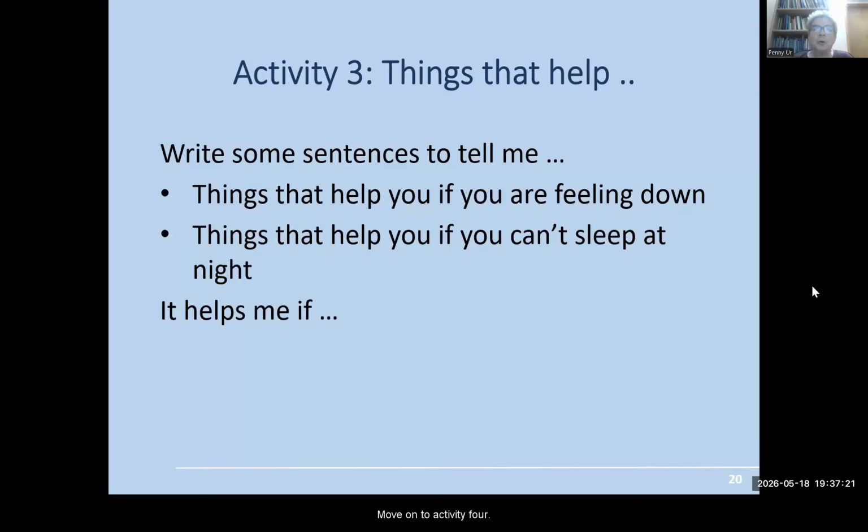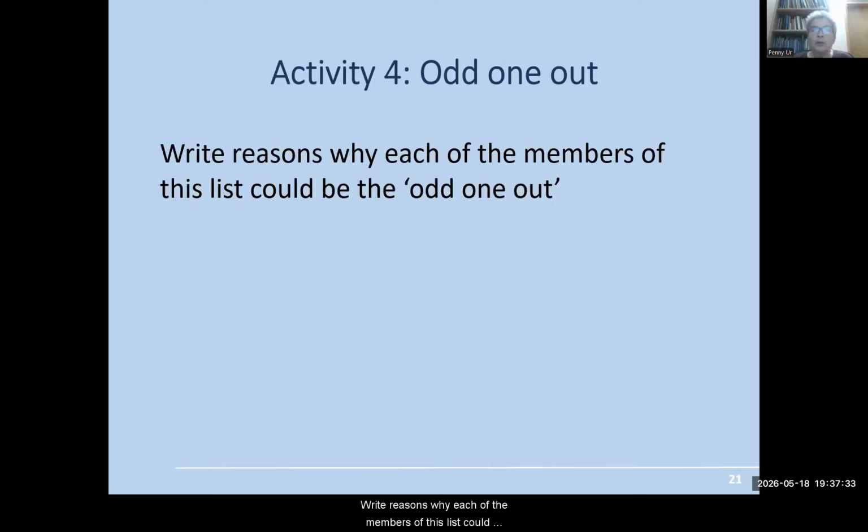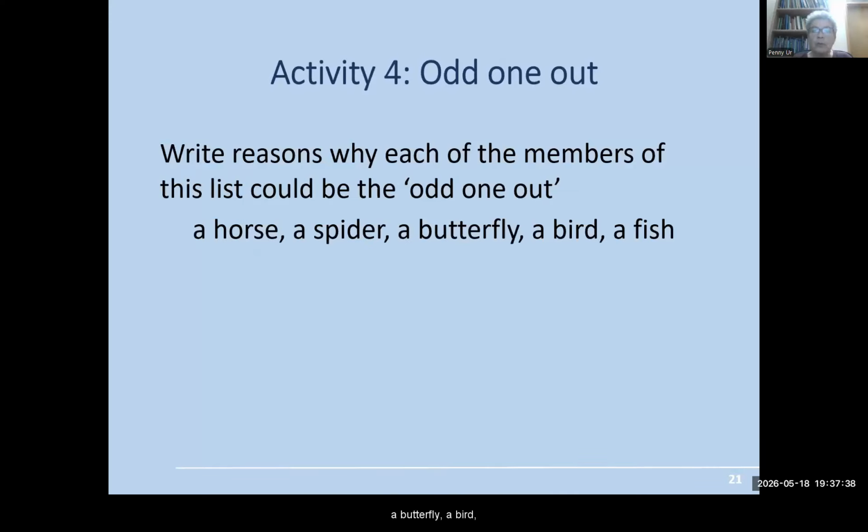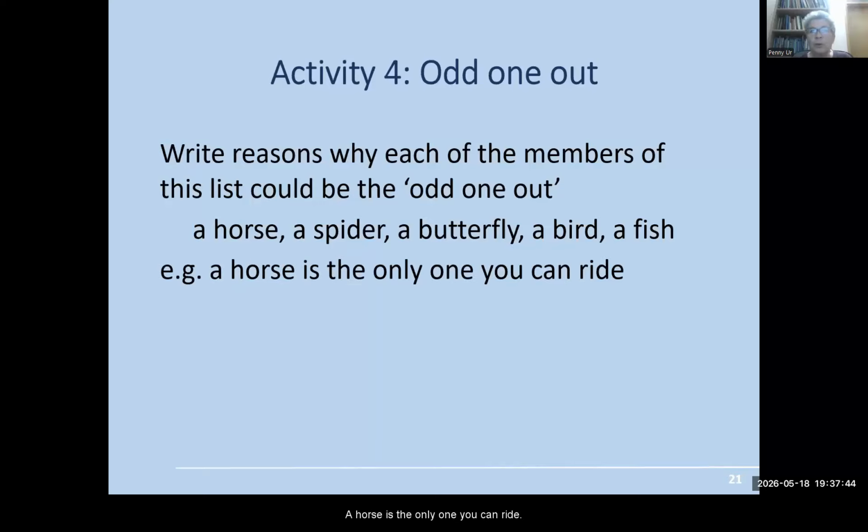Move on to activity 4. Odd one out. The task here is as follows. Write reasons why each of the members of this list could be the odd one out. A horse, a spider, a butterfly, a bird, a fish. For example, a horse is the only one you can ride. Okay, you'll probably only need a minute for this one, but as long as it takes you. Reasons, so you'll need 4 sentences actually, why each of the members of this list could be the odd one out. Okay, beginning now.